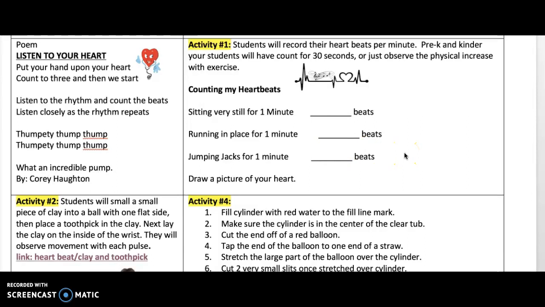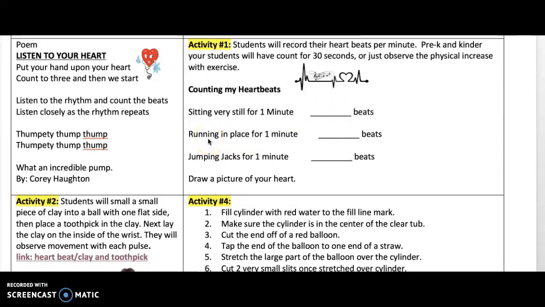Activity 1. Students will record their heartbeat per minute. So you'll have a timer. Use your watch, or I'll have a timer there, one of the little sand timers. They're going to sit still and count, feel their heart with two fingers on the side of the throat, or find it on their chest, and they're going to count and then record.